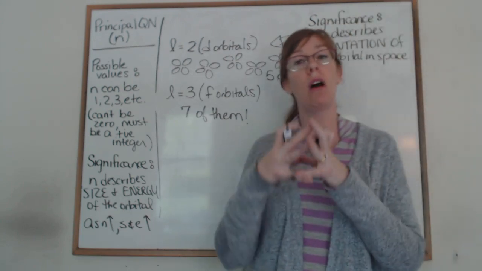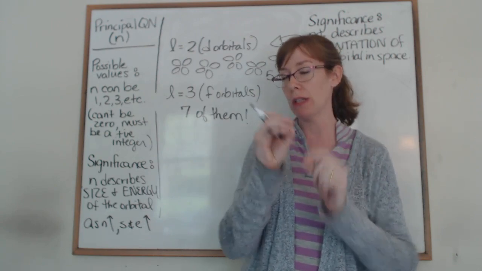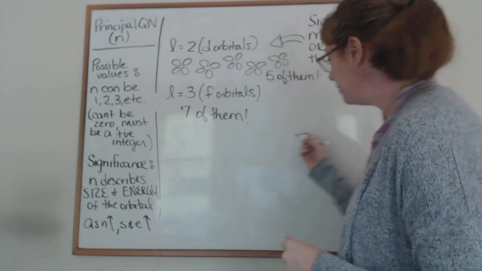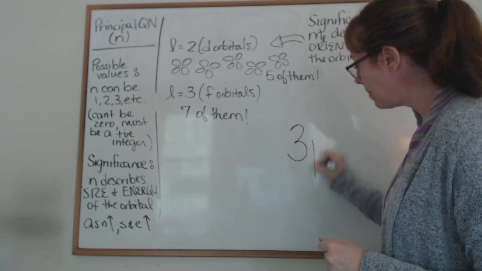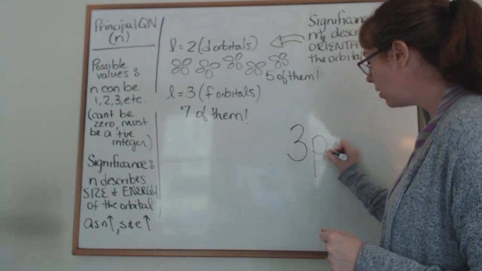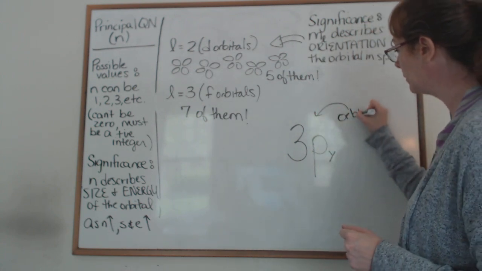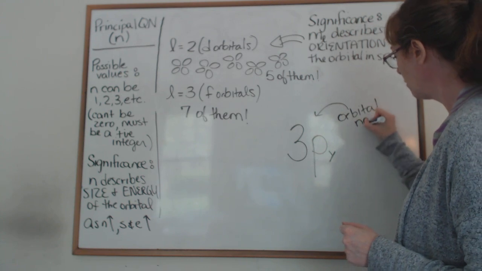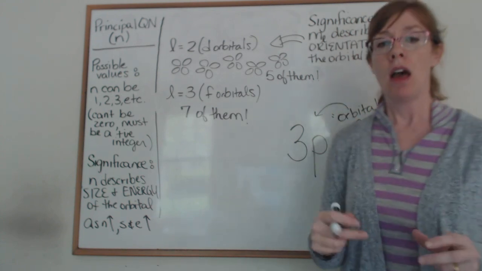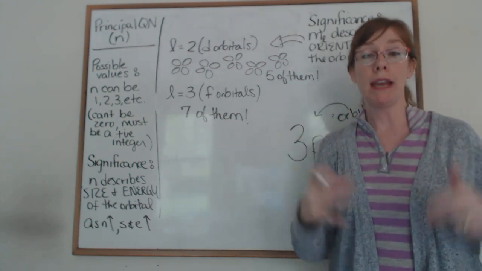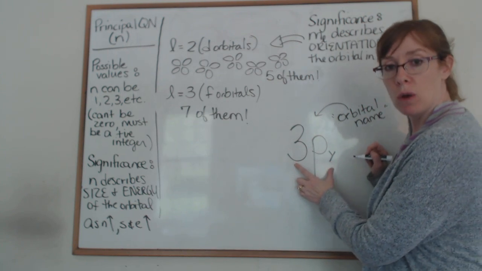We are going to be learning how to write what are called electron configurations, which basically tell you what orbitals the electrons are in. And say if I describe an orbital as the 3py orbital. This is basically an orbital name. So scientists can say, I want to talk about the 3py orbital in an atom. What you're looking at here is all three quantum numbers.